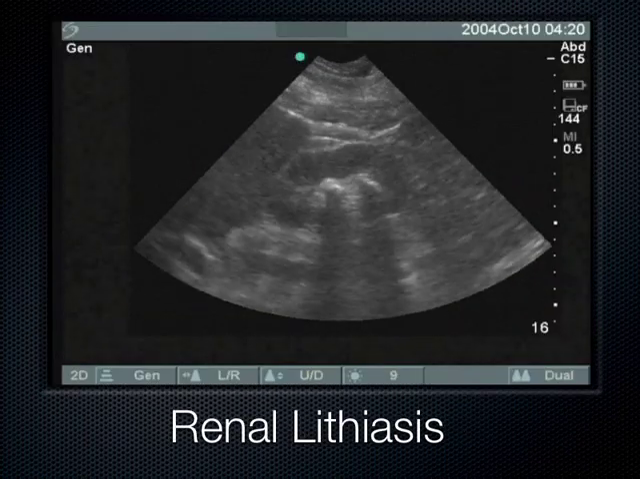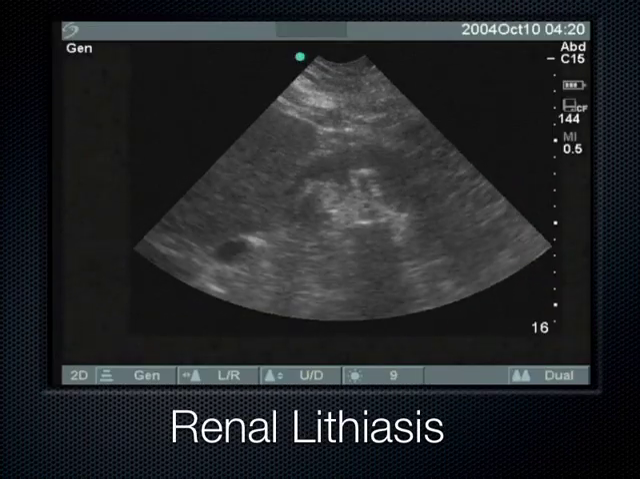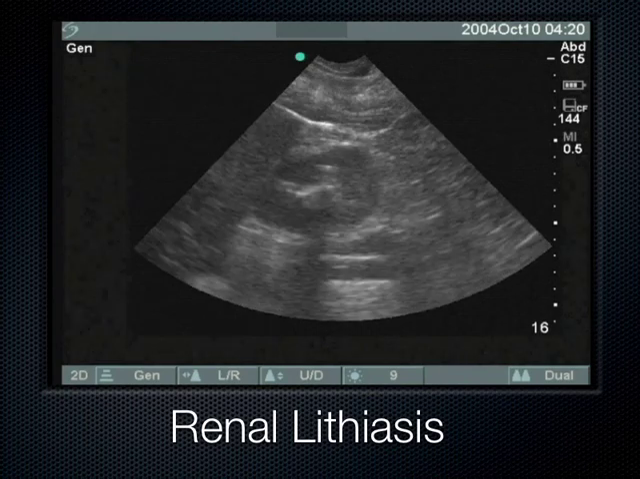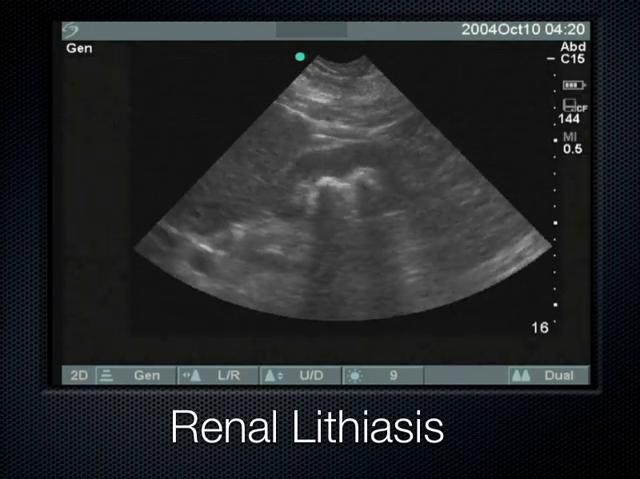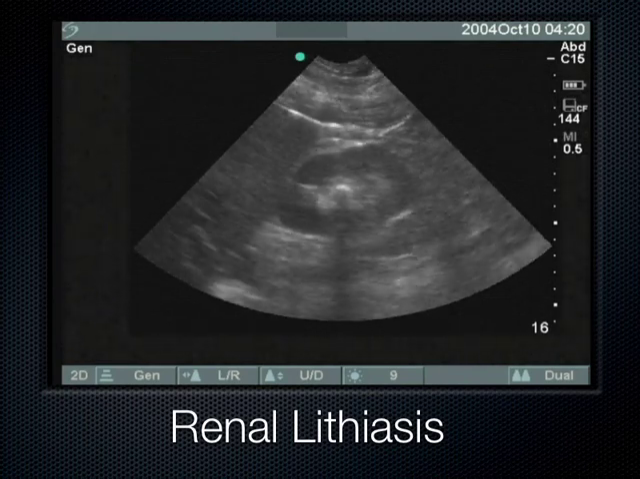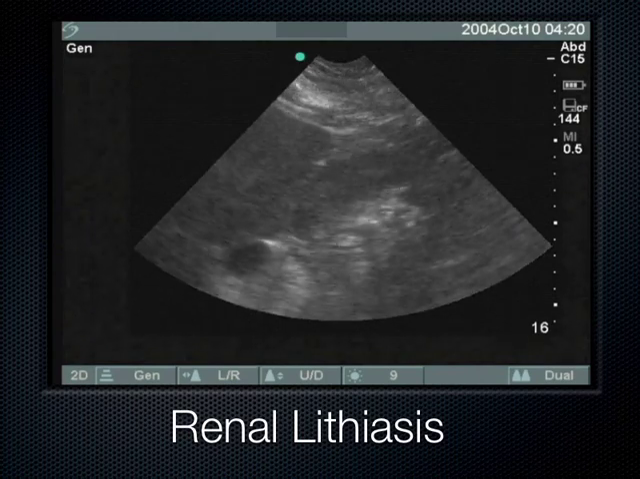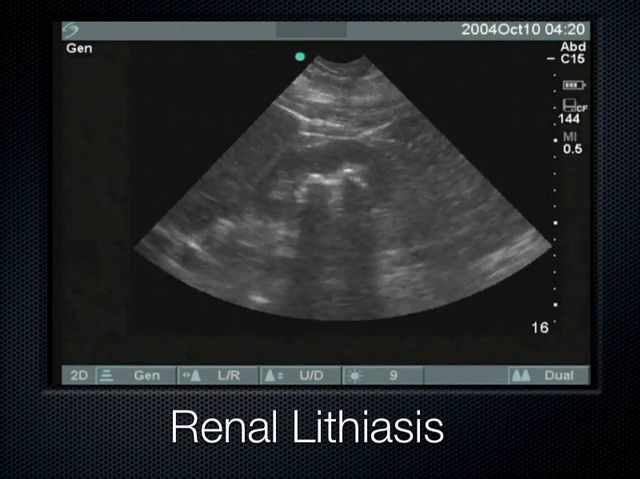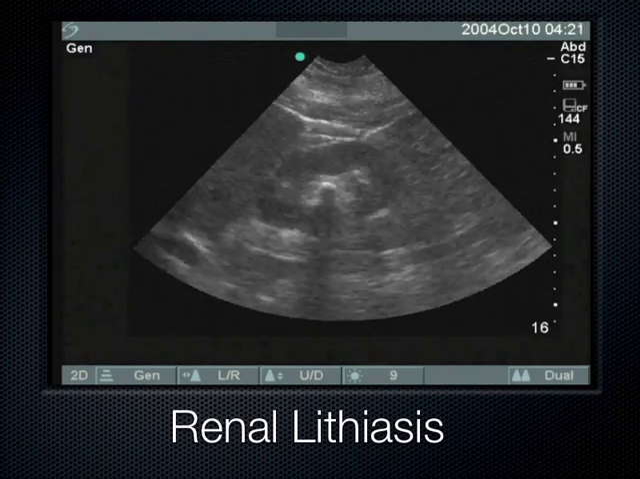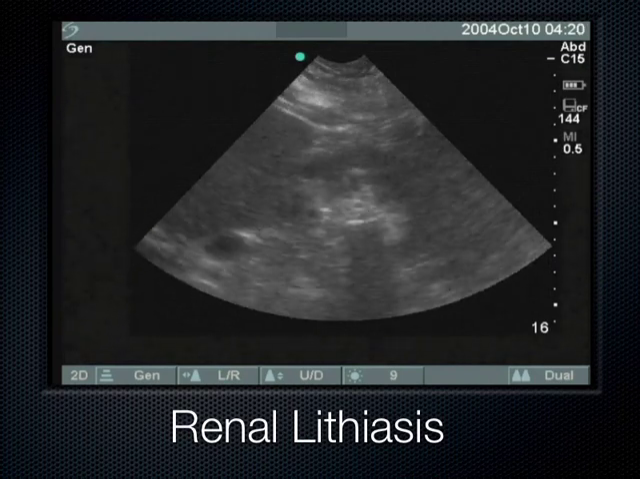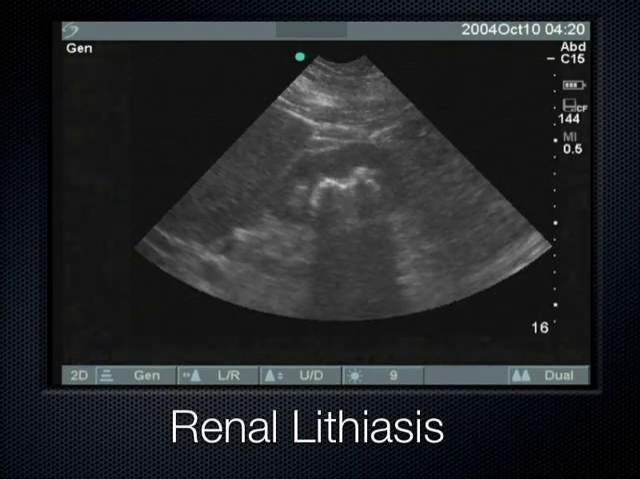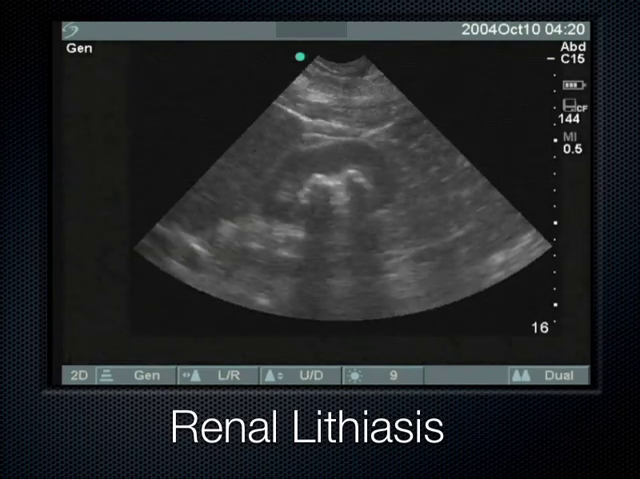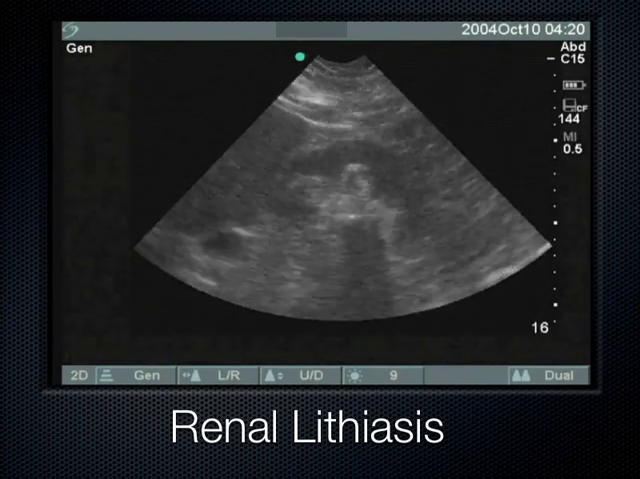When we have a stone, or in this case a couple of stones in this kidney, we know that they're stones because they exude a shadow all the way to the bottom of the screen. You see that? Sometimes you'll see stuff that's hyperechoic but doesn't shadow. But when you've got a shadow that goes all the way to the bottom of the screen, you can confirm that it's from a very dense calcified structure. The sound is getting reflected off it, and in this case it's from renal lithiasis, or kidney stones.